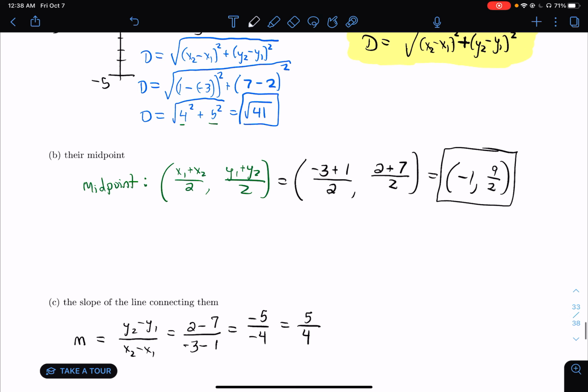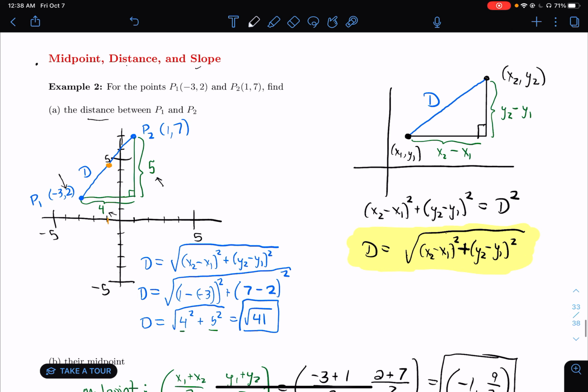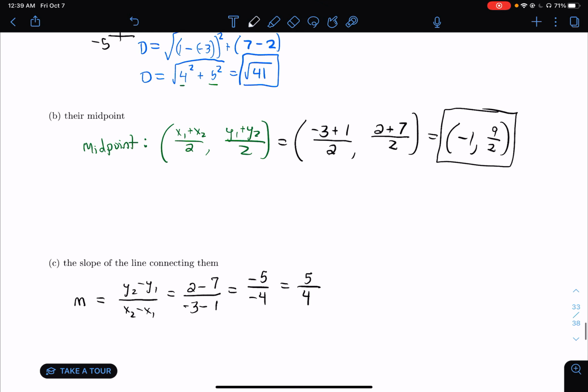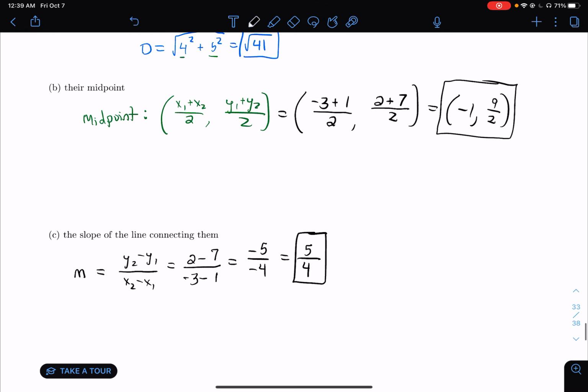And if I look up to my picture, well, that's what we were getting for the rise, 5, and for the run, 4. So it makes sense that the slope should be 5 over 4. All right, so that is our answer. So in the next section, we will review equations of lines. And for that, we will need to be able to get the slope of a line.